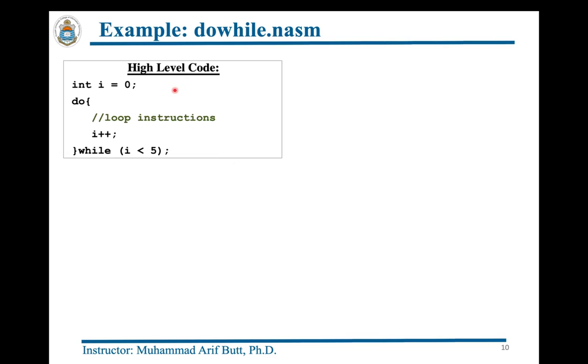This is a code snippet that represents a do-while loop in C syntax. Note the instructions inside the loop body will execute at least once, even if the condition is false. This is because the loop condition is checked or evaluated at the end of the loop.